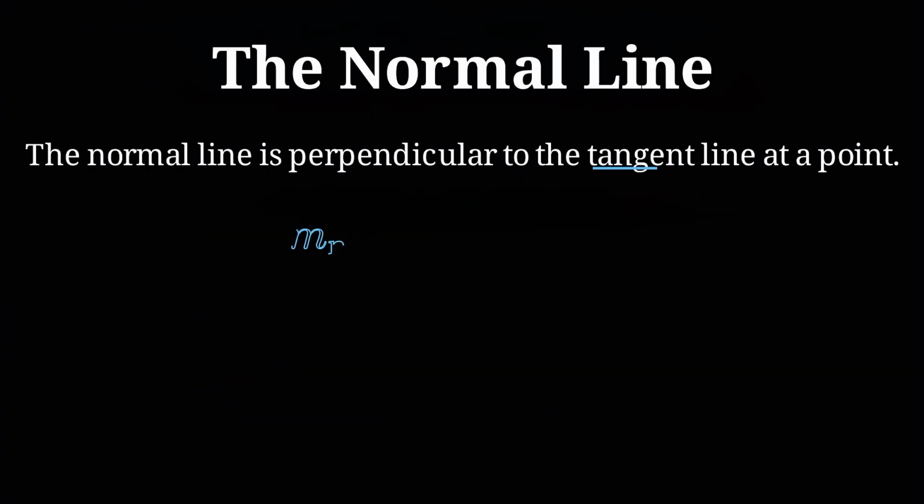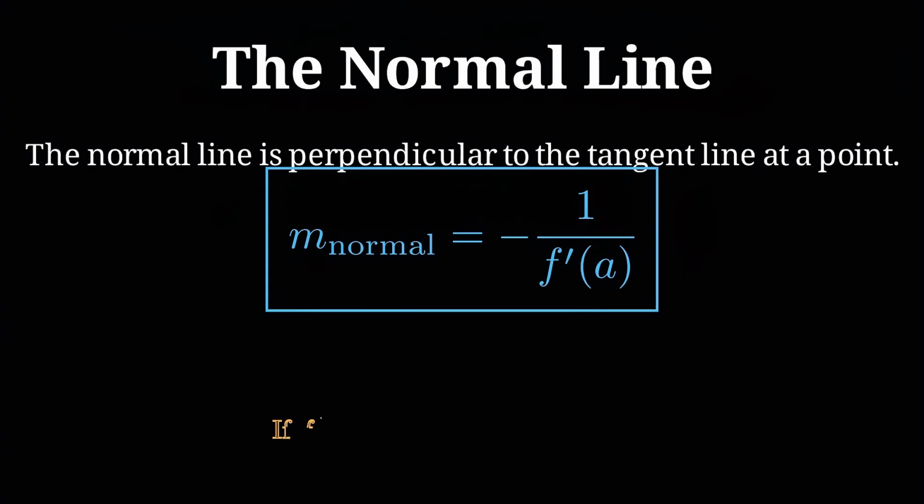The normal line is perpendicular to the tangent line at the same point. Since perpendicular lines have slopes that are negative reciprocals of each other, the slope of the normal line is negative 1 over f prime of a. Everything else is the same as finding the tangent line. Use point-slope form with the normal slope. For example, if f prime of 2 equals 4, the tangent slope is 4 and the normal slope is negative 1/4.